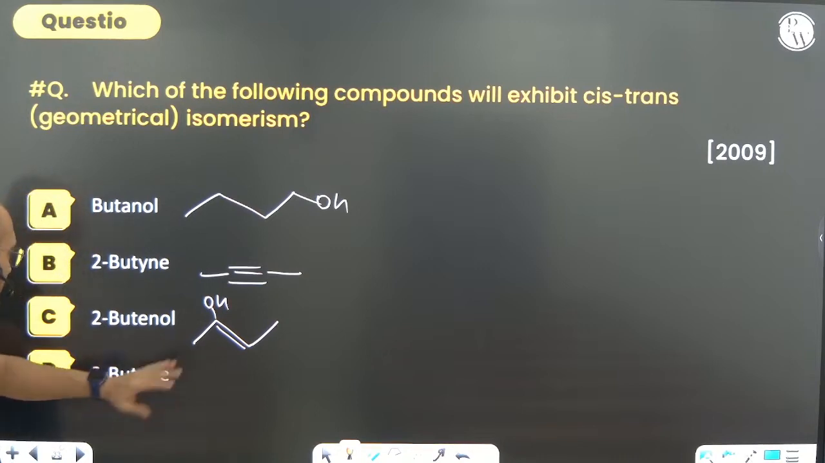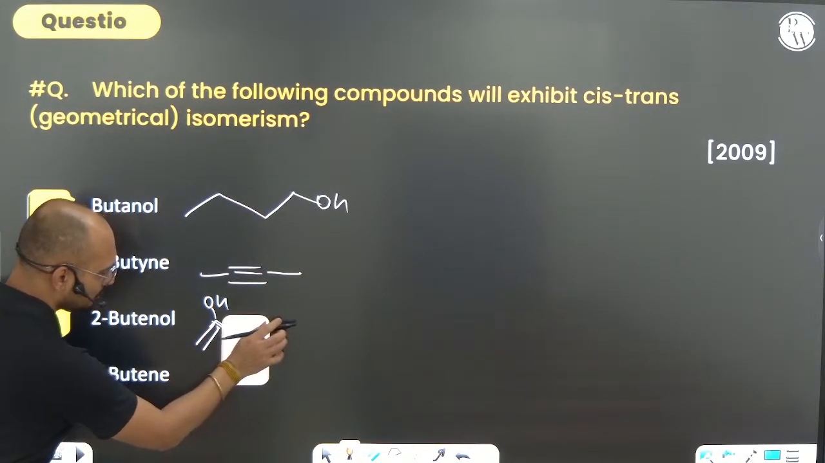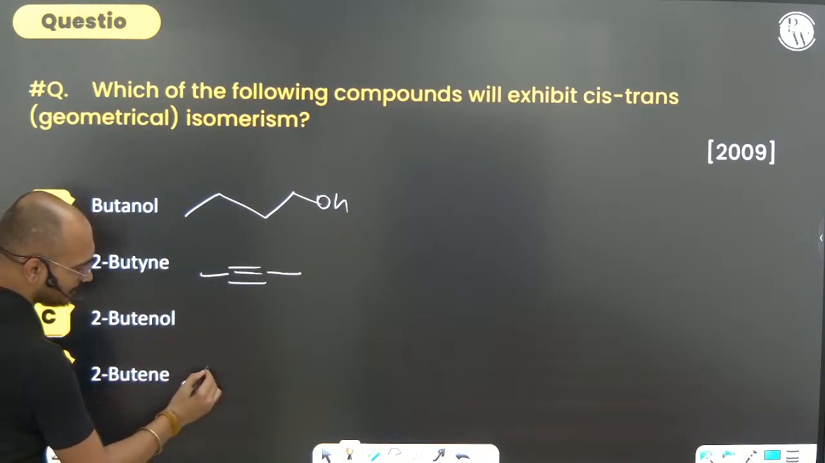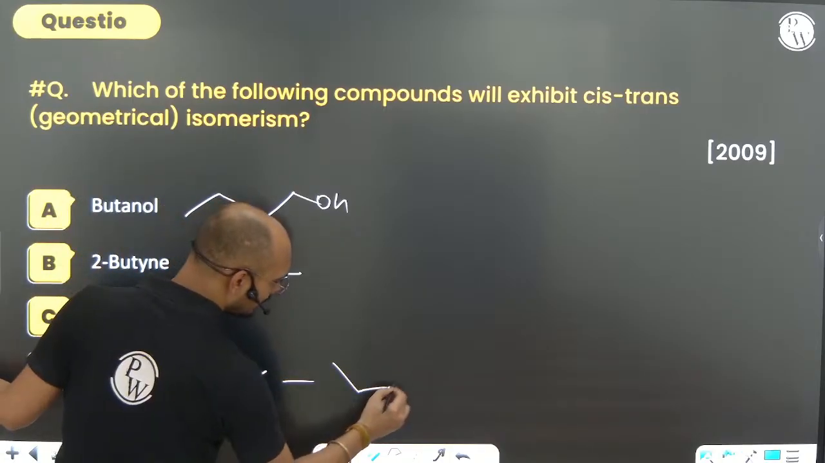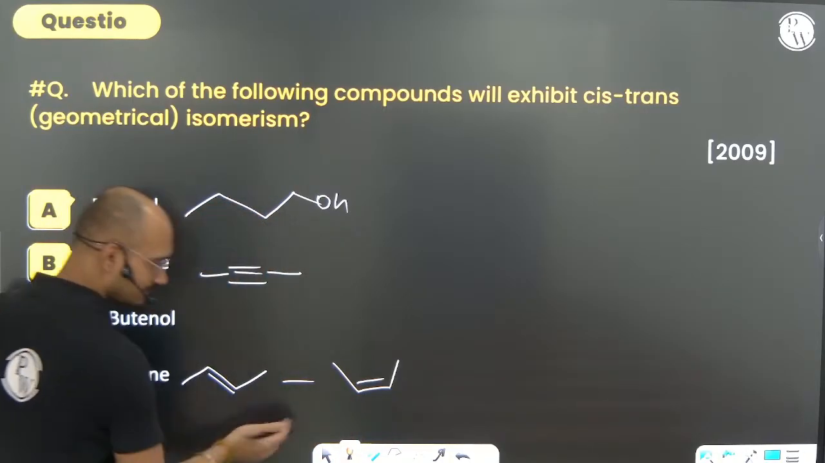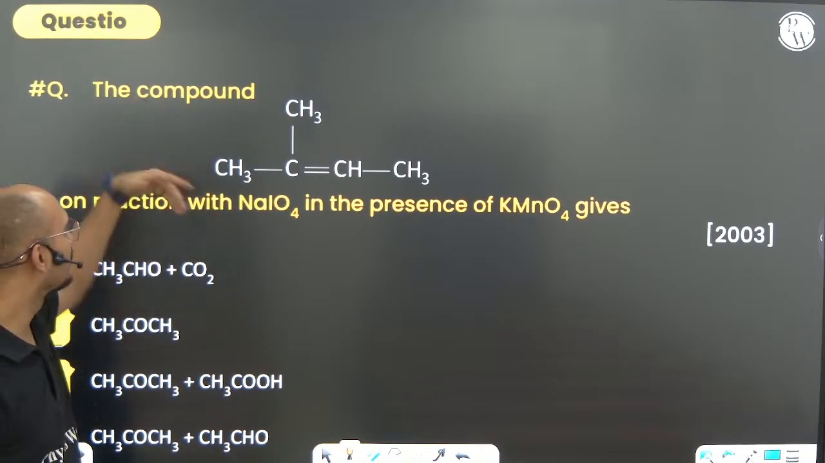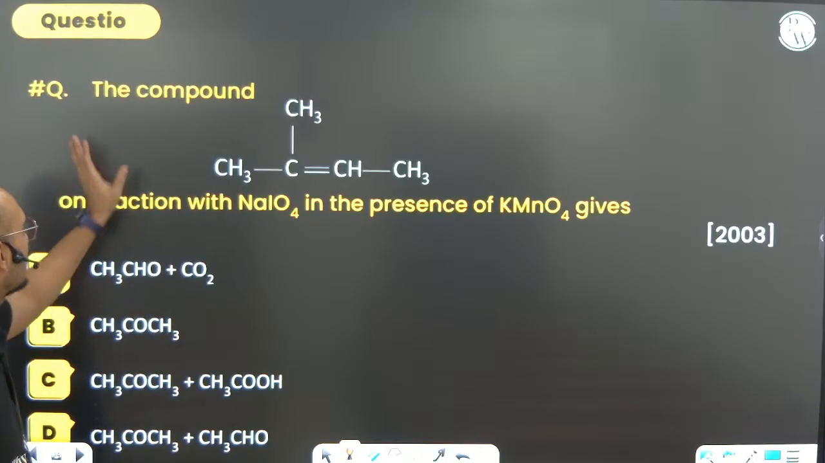There may be, but of course we cannot say because it has not given 2 butanol, butane to all. So 2 butanol, 2 butene, can you see? 2 butene is the better one to go with because here it is trans, here it is cis. So cis trans can be shown in option D. Not a big deal. Cis trans you know: when the same group is on the same side, cis; different group on different side, trans.